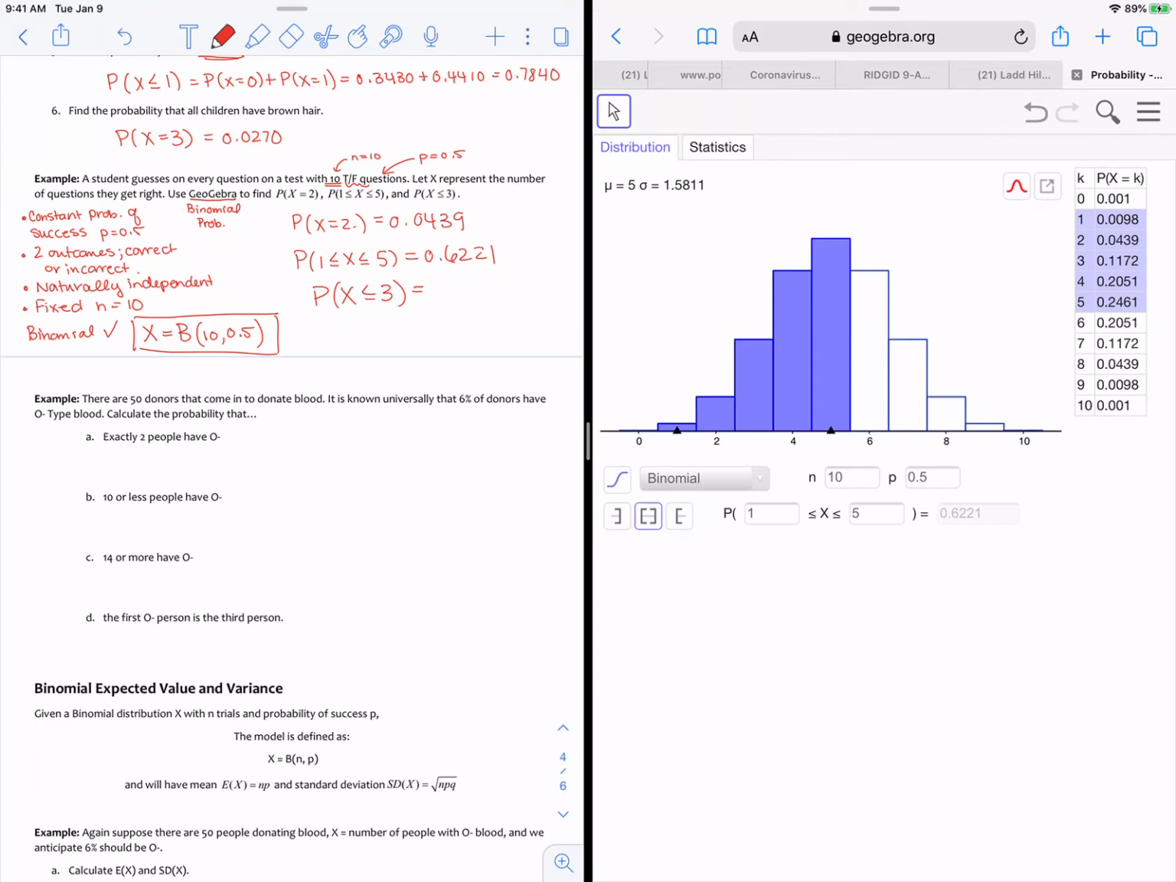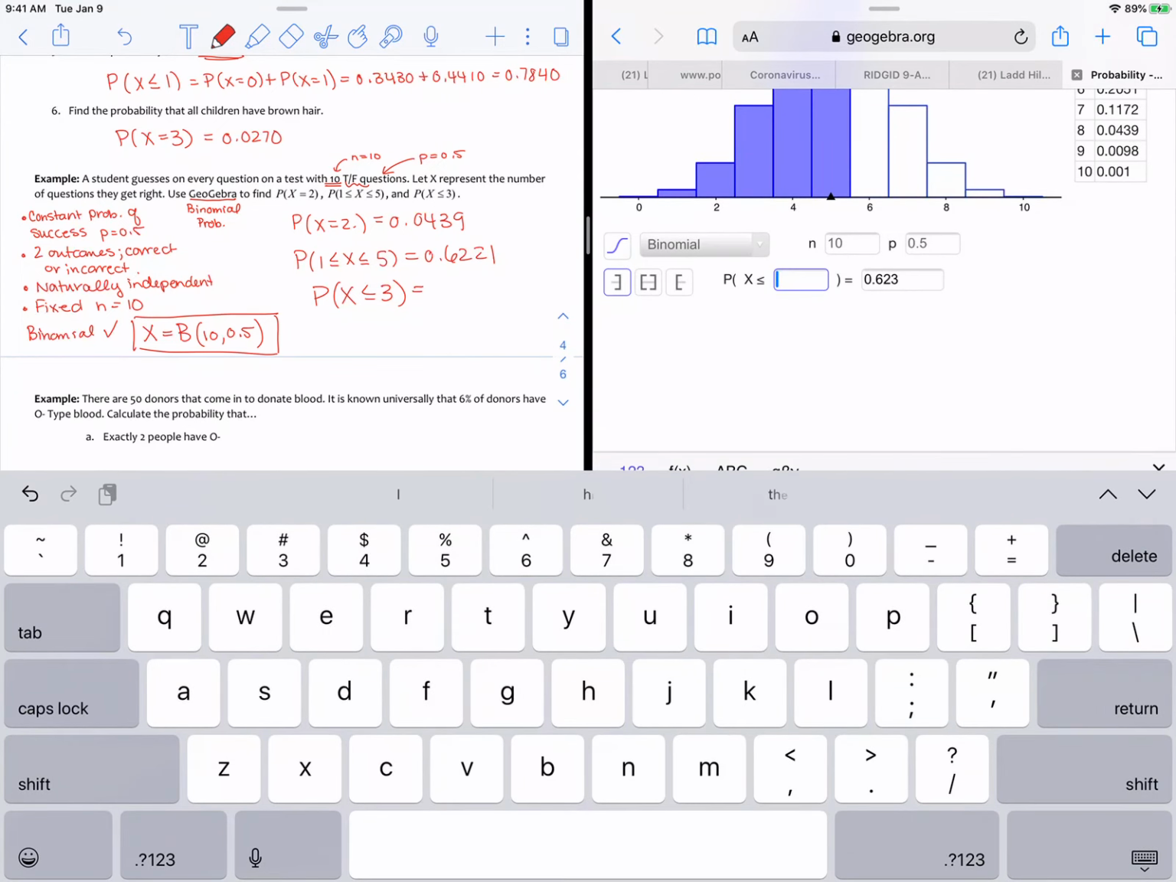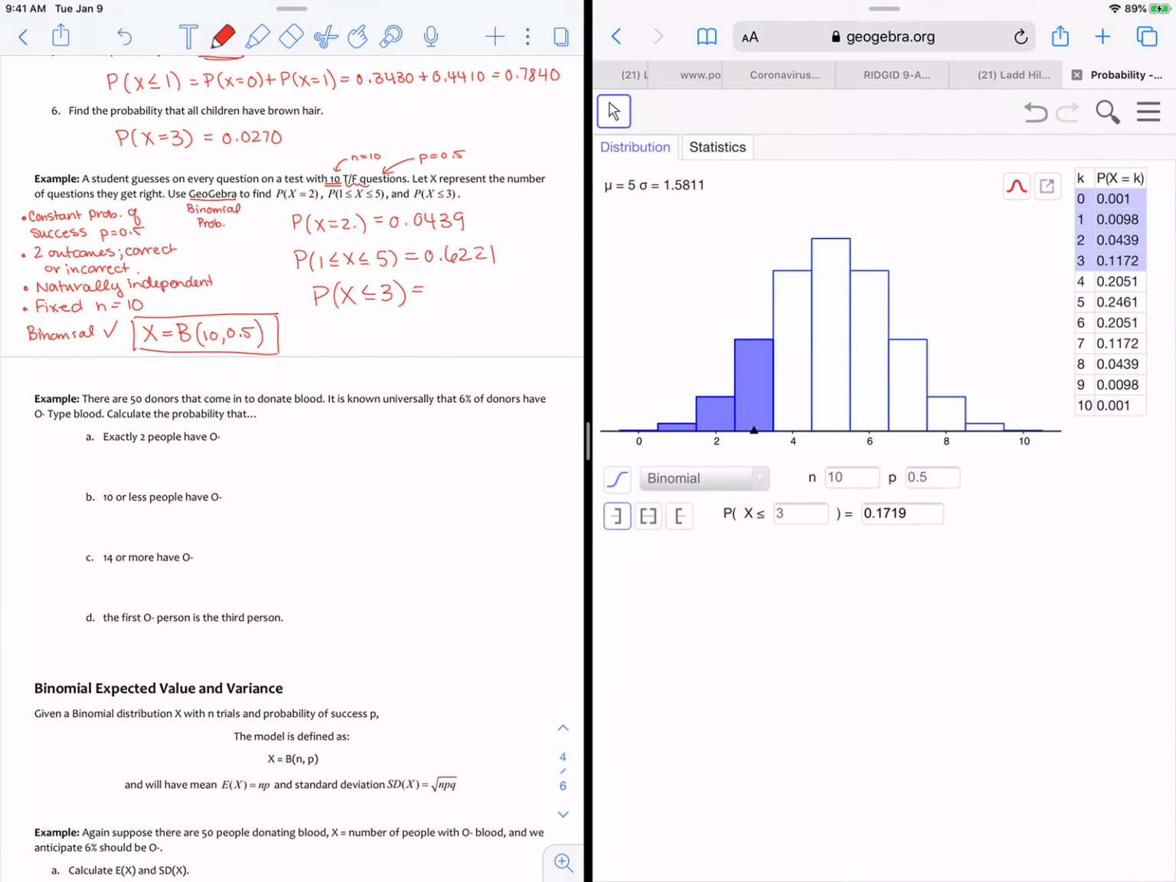All right, and we want less than or equal to 3. So I'm going to use the less than direction, but I want x to be less than or equal to, not 5, but 3. Press enter or return just to make sure that the number changes. Verify that your picture is capturing those 4 regions in this case, the 0, 1, 2, and 3, and that your table is as well. And that gives us 0.1719.